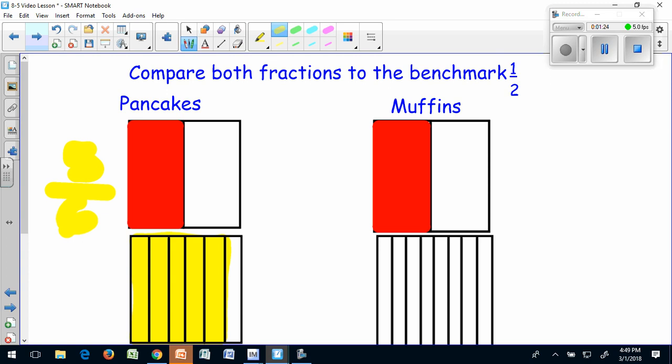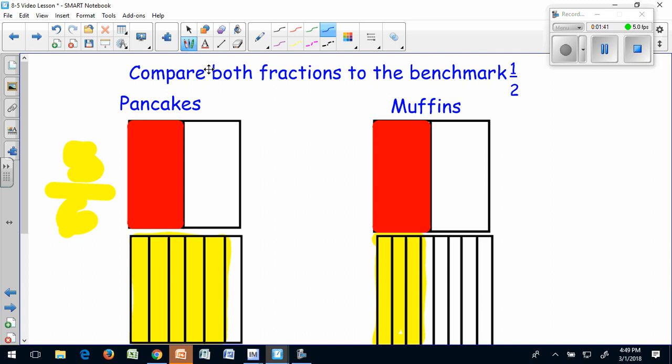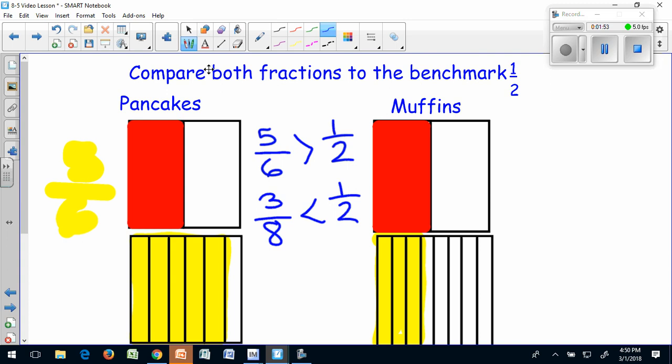With this model for the muffins, I'm going to color in 3/8. And I can see that 3/8 is less than my area model for 1/2. So I can say that 5/6 is greater than 1/2. 3/8 is less than 1/2. If 5/6 is greater than 1/2 and 3/8 is less than 1/2, then my benchmark 1/2 tells me that 5/6 is greater than 3/8.